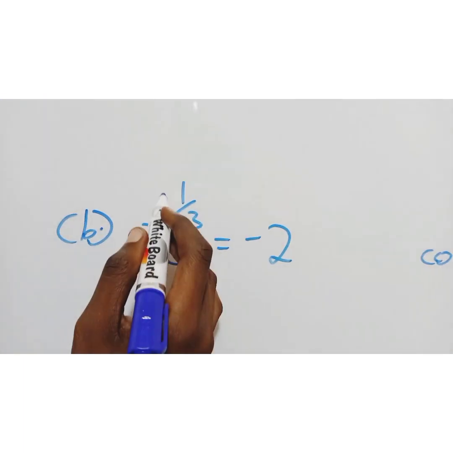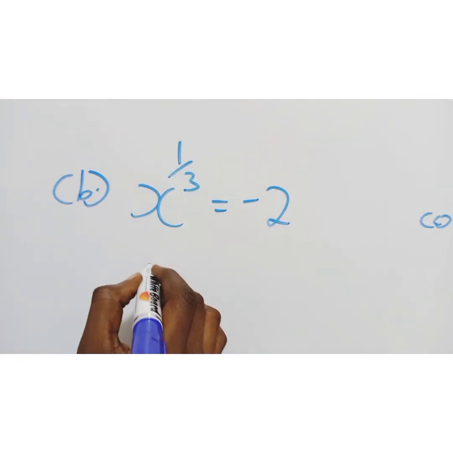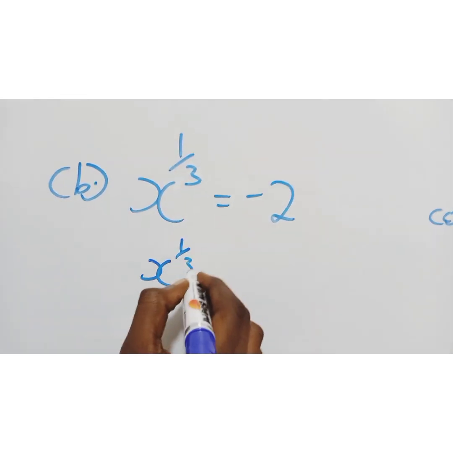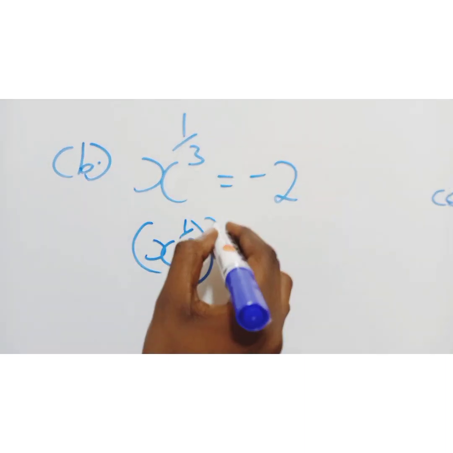You have x to the power 1 over 3 is equals to negative 2. This is what you do. You raise it to the reciprocal. So what's the reciprocal of 1 over 3? It is 3.